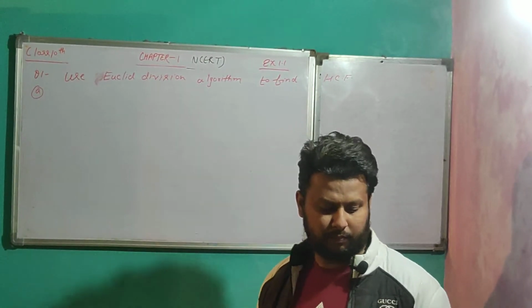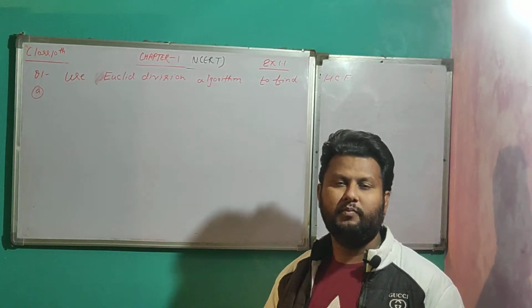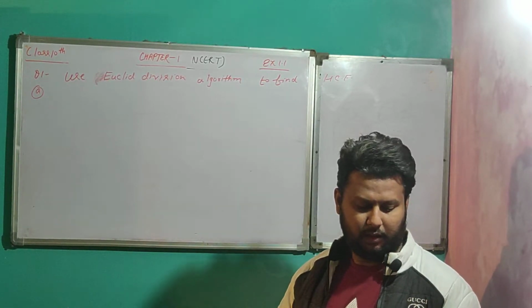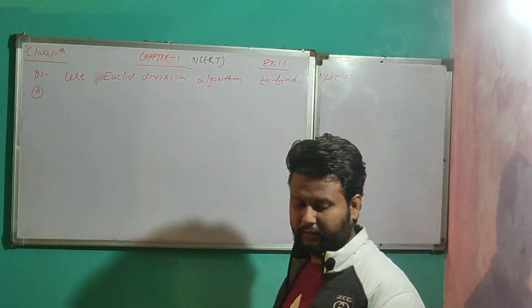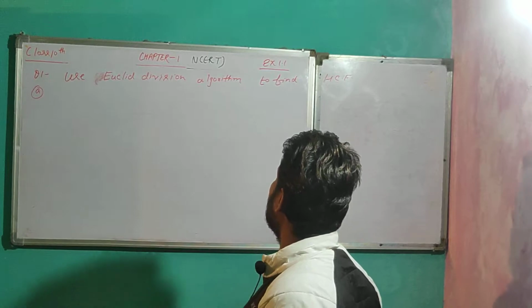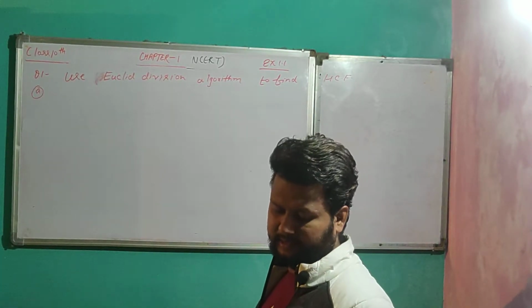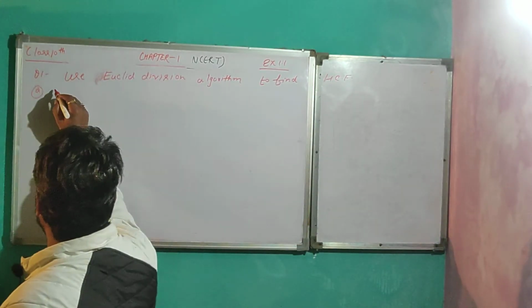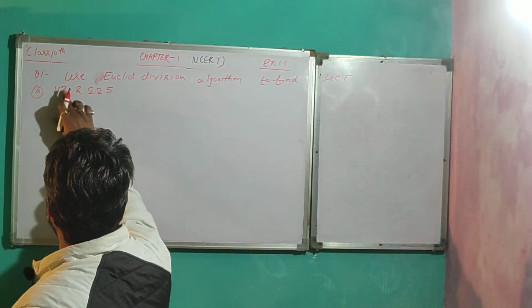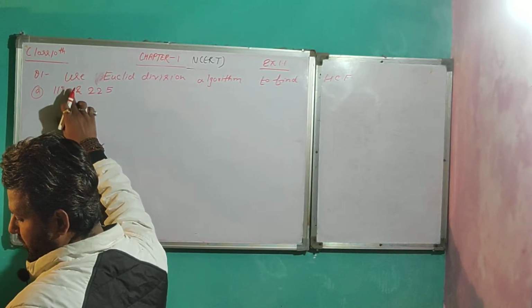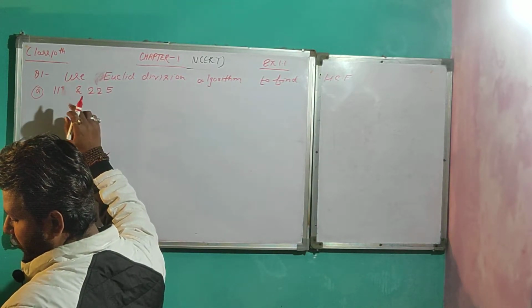Today we are going to solve a mathematics problem from class 10th NCERT, from chapter number first, exercise 1.1. Our question is: use Euclid's division algorithm to find the HCF. Our first question is 113 and 225. This is not 113, this is 135.